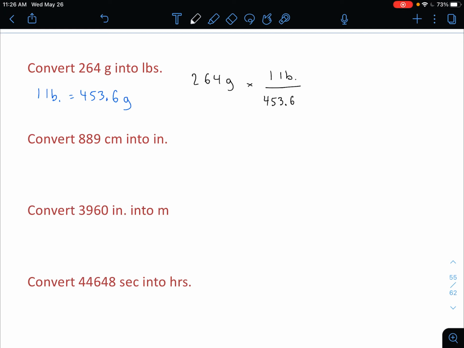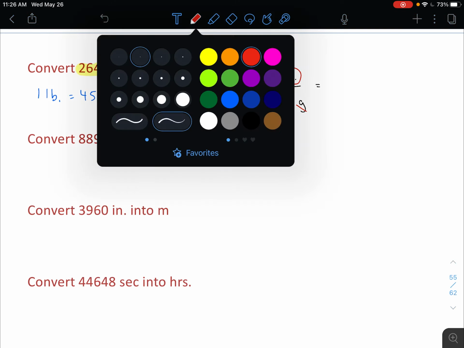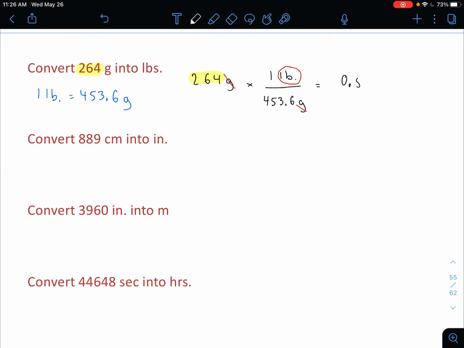Grams in the denominator, 453.6 grams. So we know we're doing this correctly because grams cancel grams, and the units that are left are pounds, so that makes sense. We're going to treat our conversion factor as an exact number. I don't know that this one truly is an exact number, but what that means is since there are 3 significant figures in 264, my answer I will also round to 3 significant figures. So in doing so, I get 0.582 pounds.